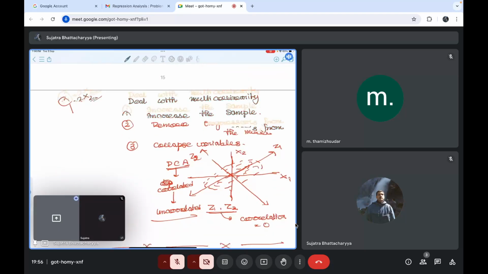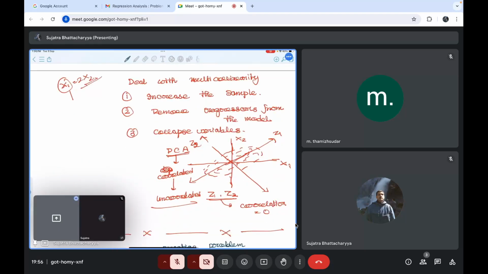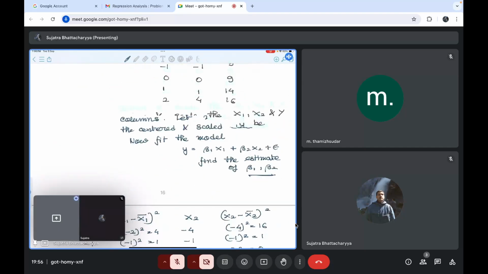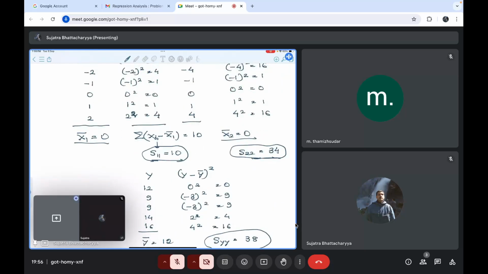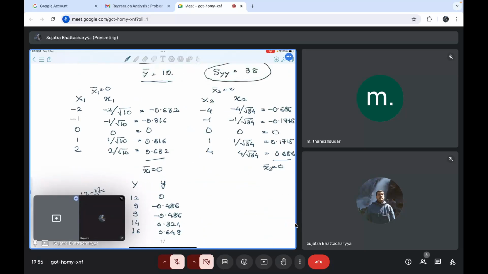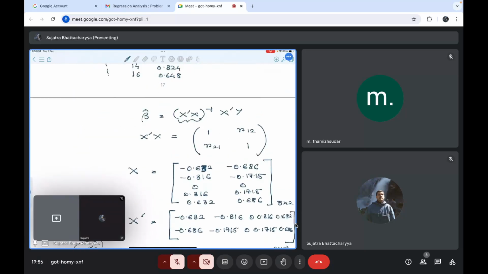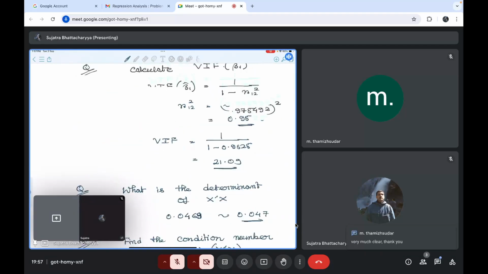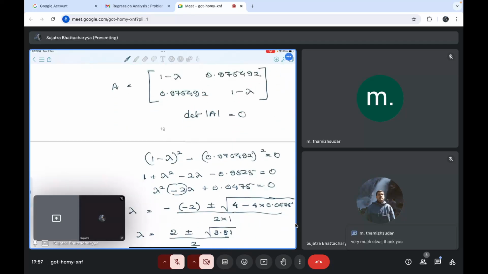To deal with multicollinearity, we can increase the number of samples, remove regressors from the model, and collapse variables. That's all. We have solved a practice problem. We have seen how to do the centering and scaling, and we have calculated the correlation matrix just by multiplying. Based on that, we have solved the question.